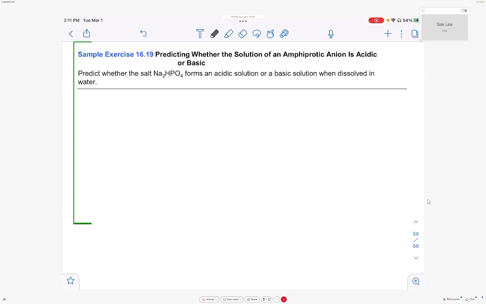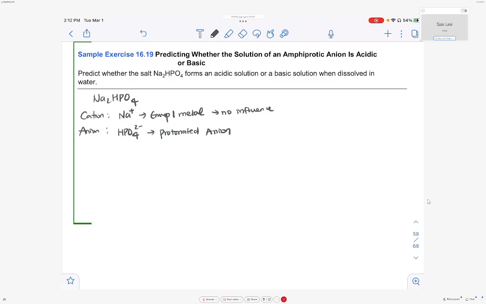Disodium hydrogen phosphate has a cation that is a group 1 metal, which has no influence on pH. How about the anion? The anion is going to be hydrogen phosphate, which is a protonated anion.